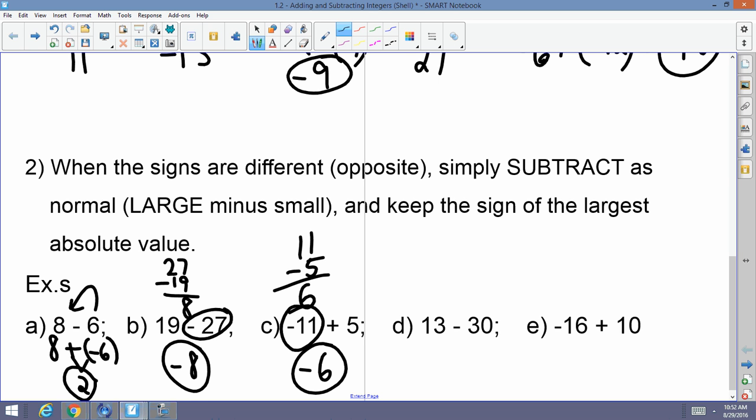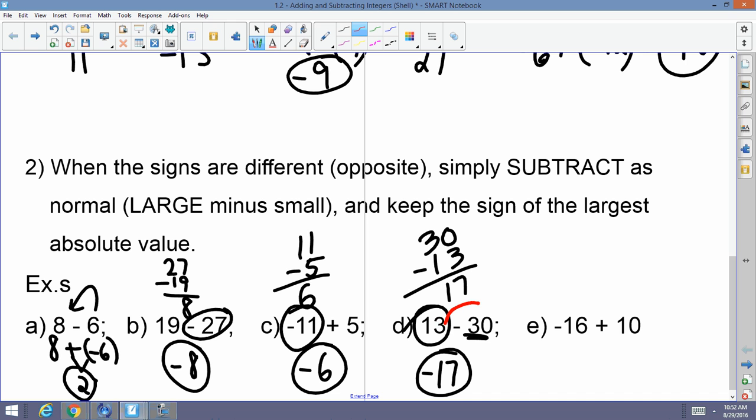D, 13 minus 30. Okay, so I have a positive 13 and I got a negative 30. When the signs are opposite, you're going to subtract as normal and keep the sign of the largest absolute value. So 30, brothers, minus 13. Moro, why are you doing that again? Because I'm going to go large, which is 30, minus small, which is 13. 30 minus 13 is 17. But my answer is negative 17. Why is it negative 17? Because I have more negatives than positives. I had a negative 30 and I had a positive 13. So if we were on the beach, there's more holes than sand. There's still more negatives, okay?